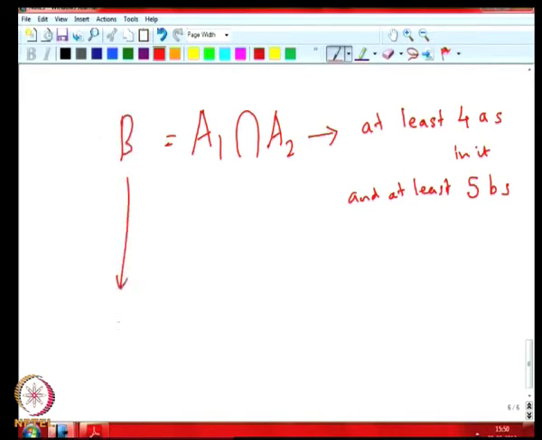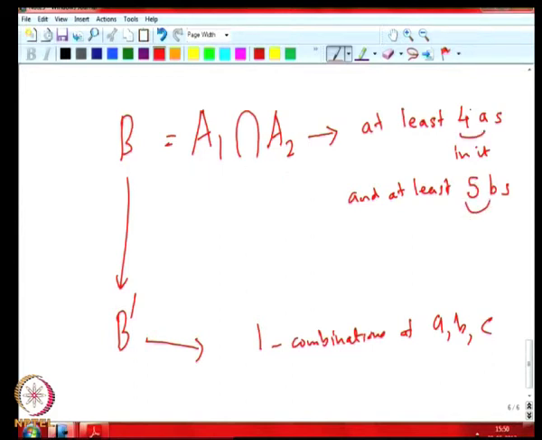We can set a bijection between B and B dash, where B dash is defined as the 1 combinations of ABC. Why is it so? Because you take any 10 combination with at least 4 A's and 5 B's, and from that you just remove 4 A's and 5 B's. Since 10 things were there, 9 things are removed now. So, just the remaining 1 we will take, that will correspond to the 1 combination in B dash. That is the bijection we are setting up.